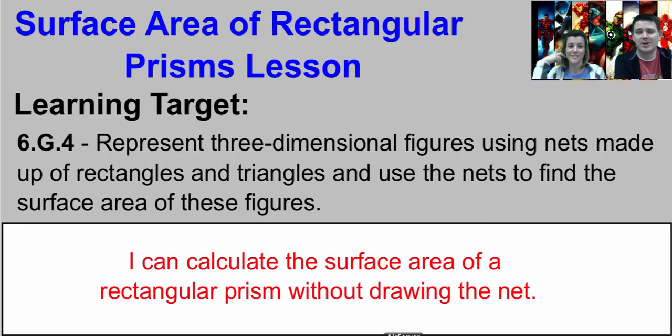All right, I'm starting. This lesson is on surface area of rectangular prisms. So we spent a couple days drawing the nets, and now we started to find the surface area from the nets. Today's lesson is just finding the surface area without drawing out the net first.